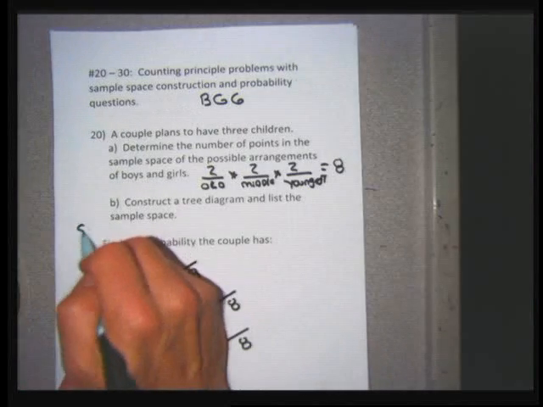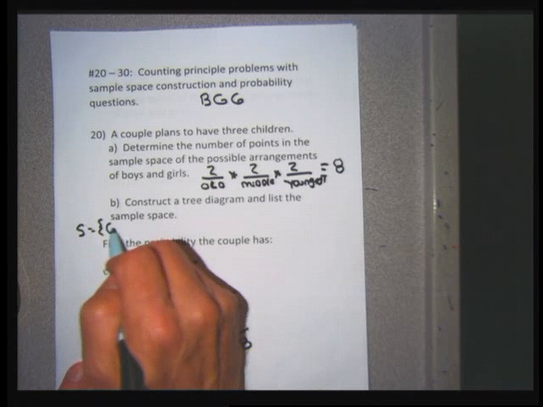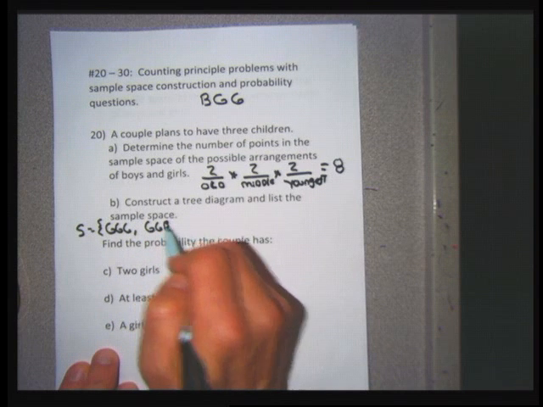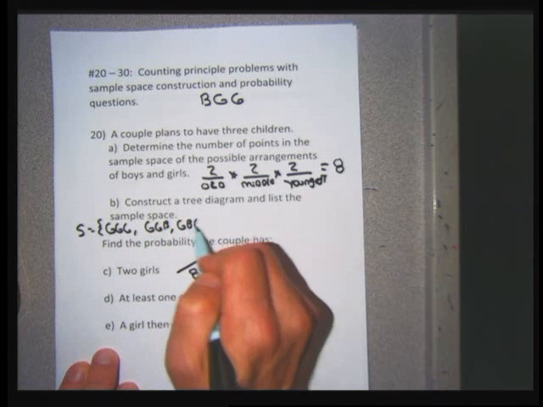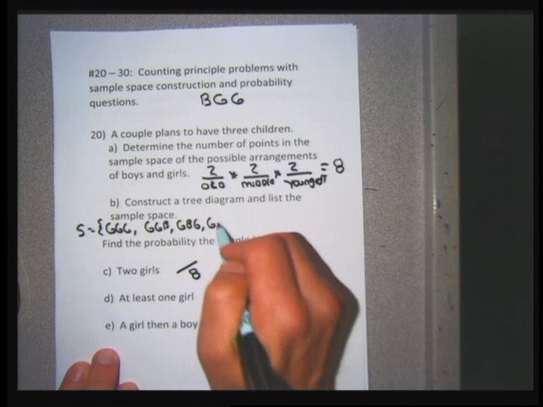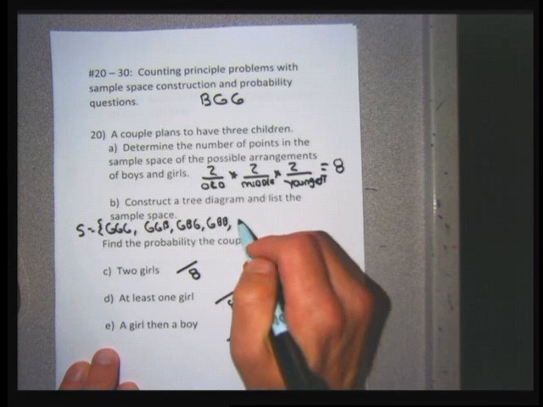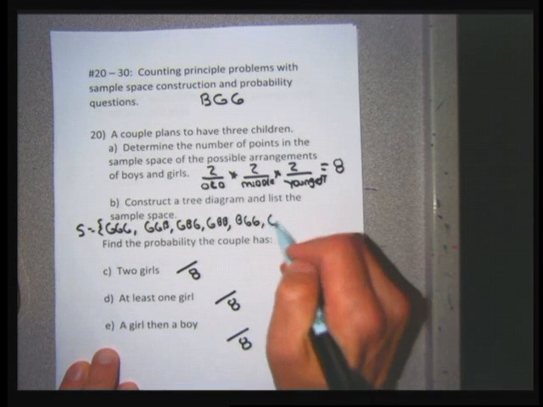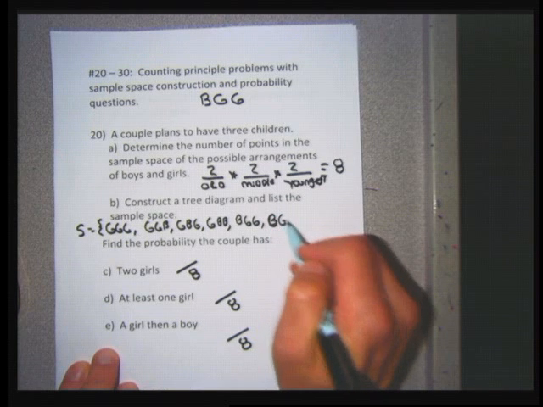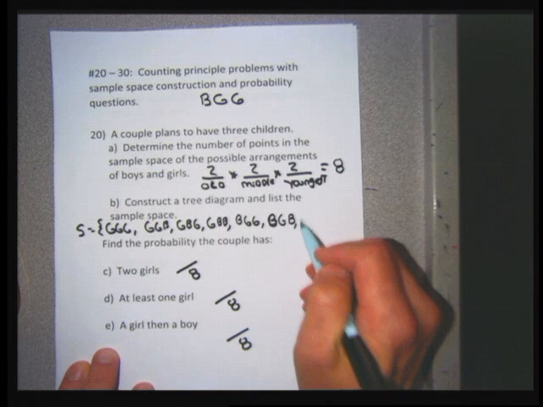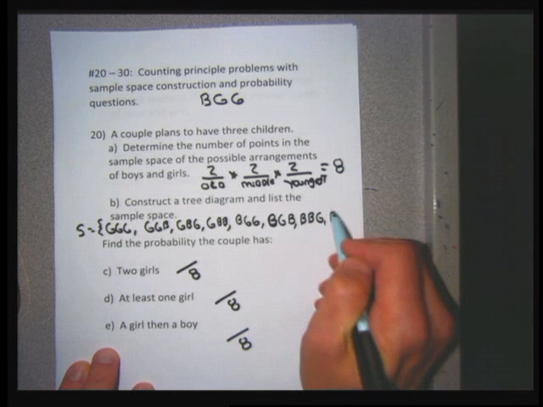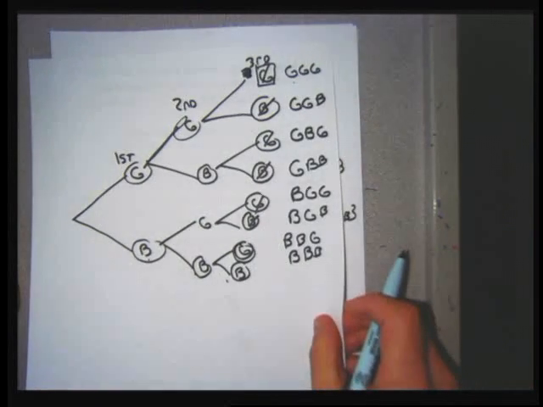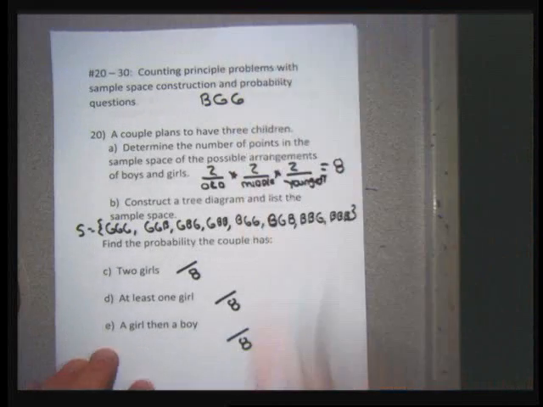So my sample space that I just created is girl, girl, girl, and then girl, girl, boy, and then girl, boy, girl, girl, boy, boy, boy, girl, girl, boy, girl, boy, boy, boy, girl, and boy, boy, boy. So those are the 8 items that made up that sample space. I just took them from that list. So that's the sample space. Now I can answer probability questions.